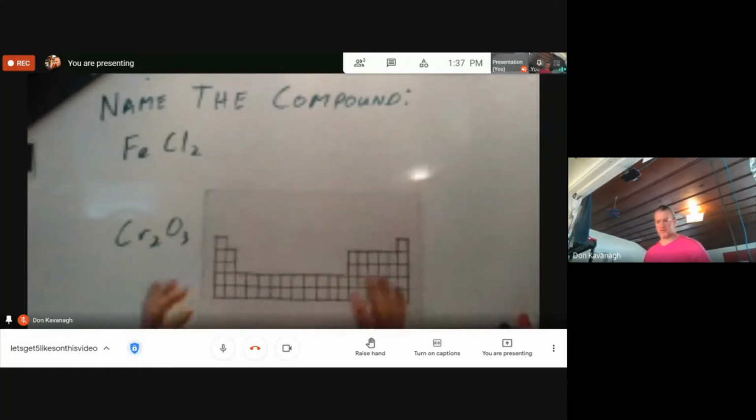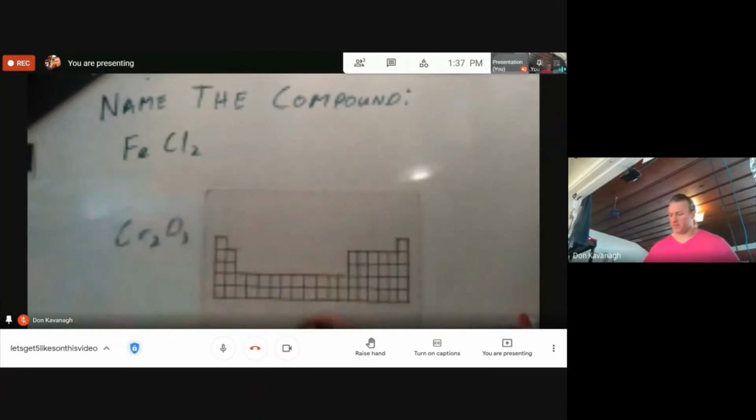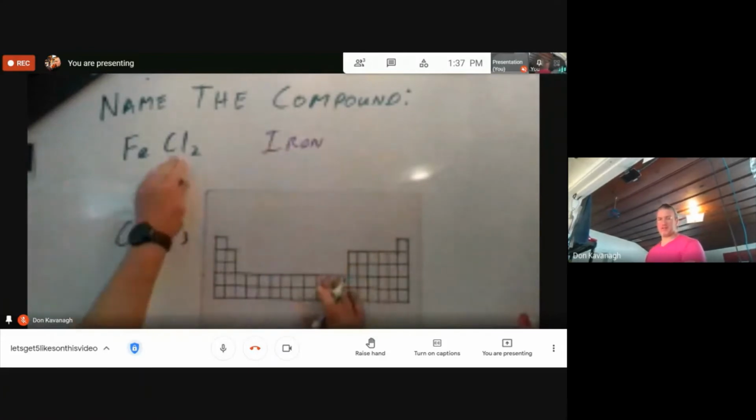Now, to start off, to write the name, same kind of rules apply. We have Fe for iron, so it's going to go first, and we're not going to change anything about that name, iron. And we have an atom, chlorine, Cl, so we're going to change the ending to "ide," so it's chloride.